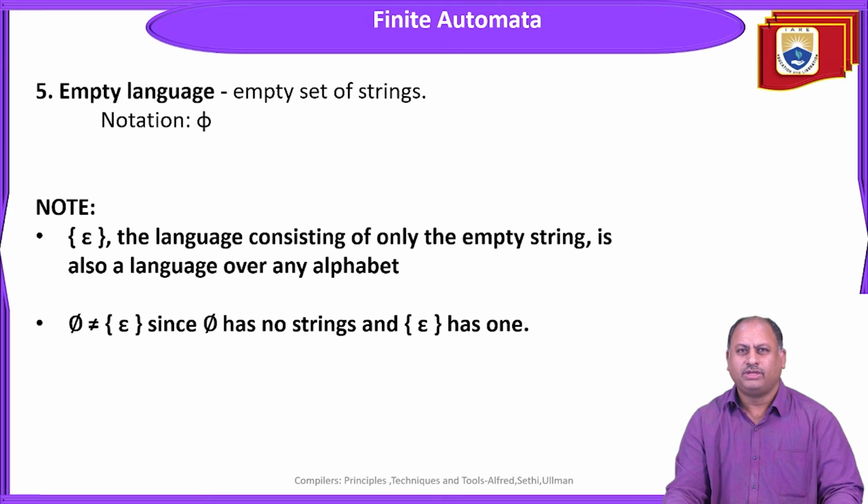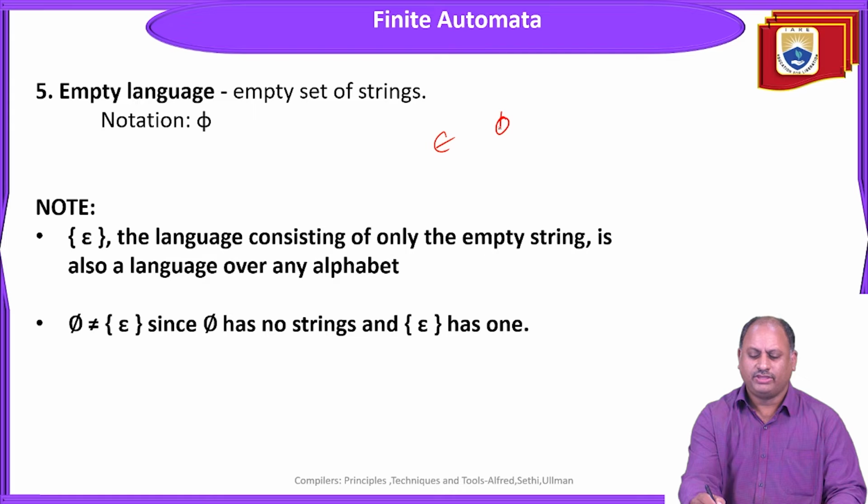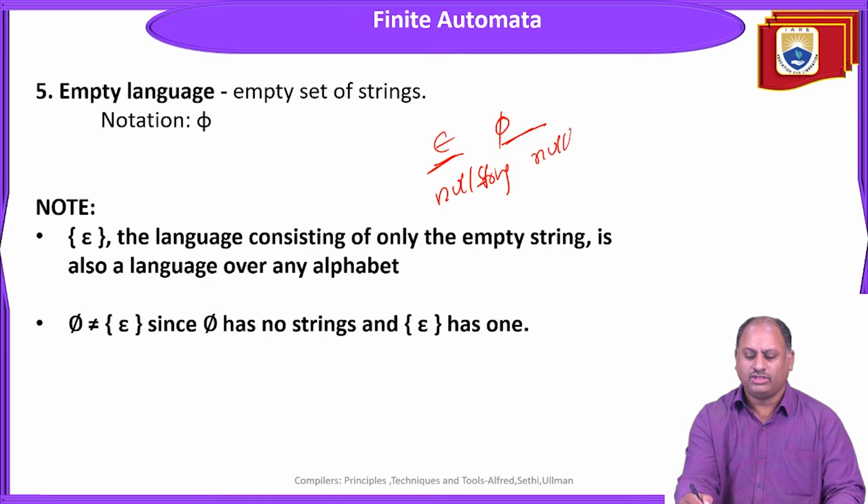Empty language. What is meant by an empty language? Here, a language which contains at least one string is not empty, but the empty language does not contain even the empty string. So what is the difference between epsilon and phi? Epsilon is nothing but the null string, whereas with phi, even the null string is not allowed. Here the null string is also not available.